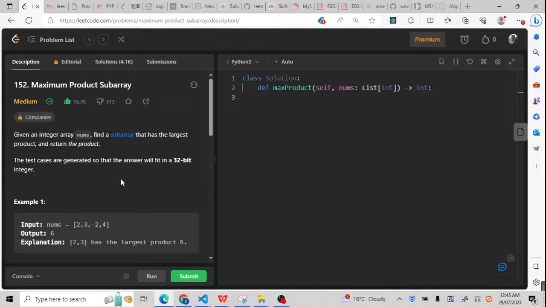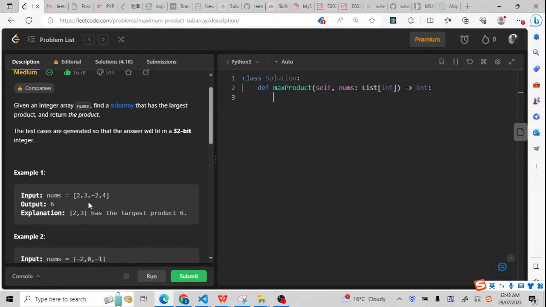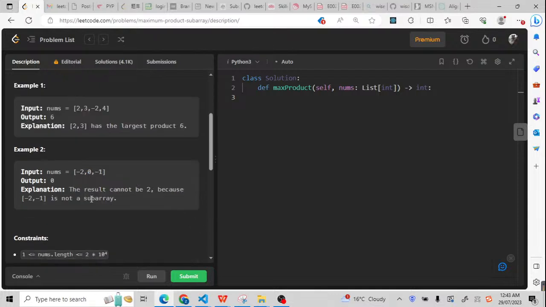Now let me explain how I approach this problem on the whiteboard, and after that I will go to the code editor to finish the coding. So basically we are going to find a subarray. The numbers should be continuous, as the subarray is a continuous array inside this nums. So for example, this 2 and 3, 2 times 3 is the maximum. You cannot have a maximum number than this. And for example, this is only 0.